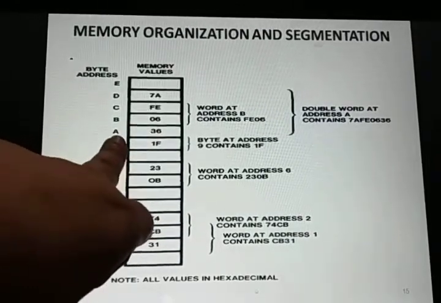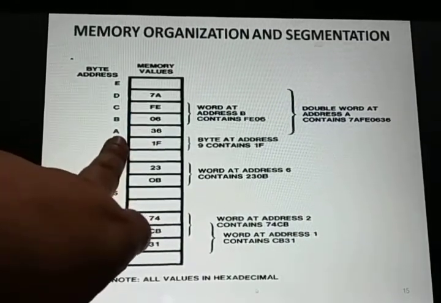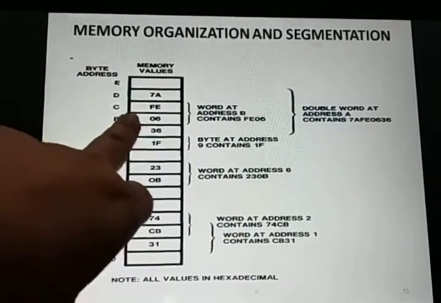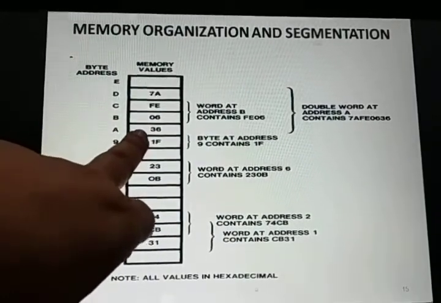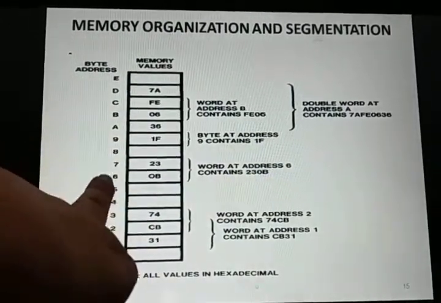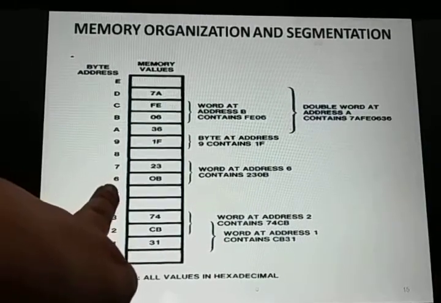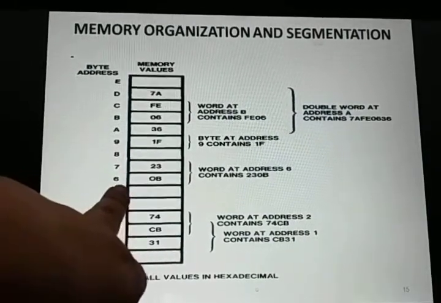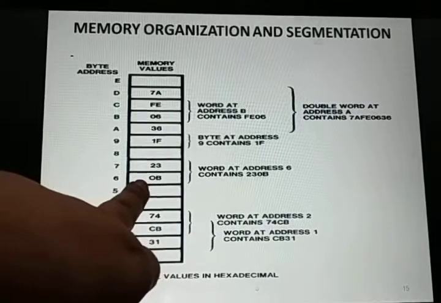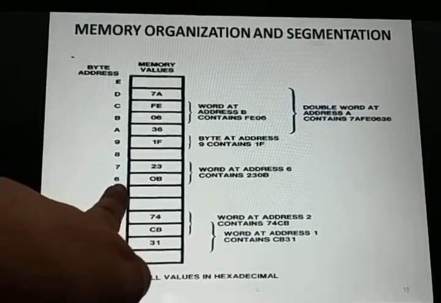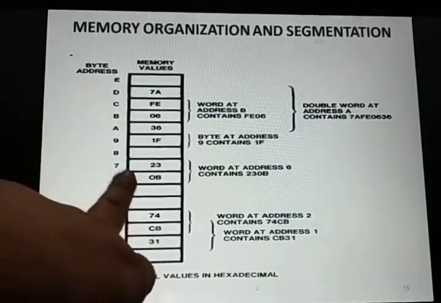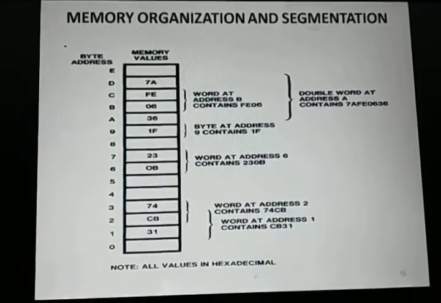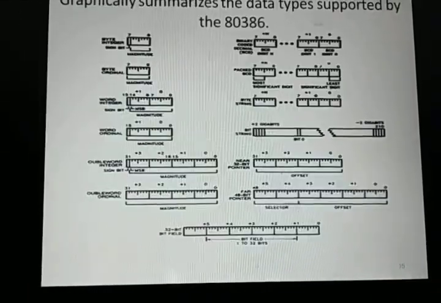If you are talking about the word at address A, the word at address A will be 0636. Then here you can see the word at address 6. The word at address 6 will be 230B. The byte at address 6 will be only 0B. So like that you will read the content from the memory.